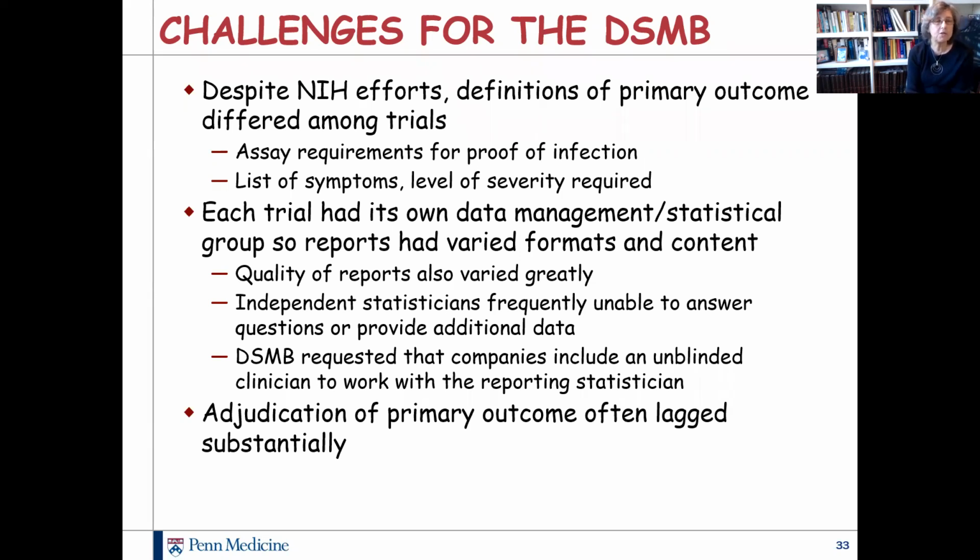The independent statisticians frequently were unable to answer questions or provide additional data, to the point that we requested that companies include an unblinded clinician to work with the reporting statistician to help us understand some of the emerging data. Another issue was that the adjudication of the primary outcome often lagged substantially. So we were often not quite sure where we were in terms of the number of outcomes that were going to actually be counted.